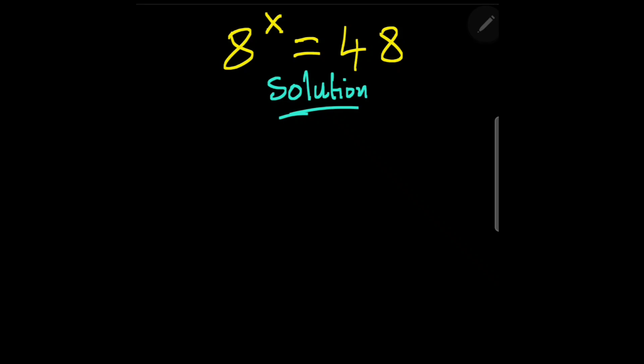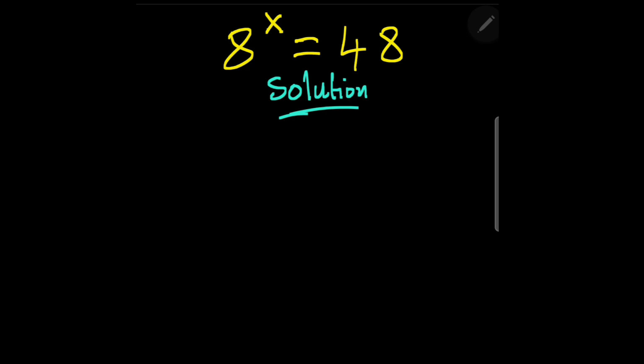We're going to solve for the value of x from this exponential equation. We're given that 8 raised to the power of x is equal to 48. To solve for the value of x, if you observe the equation, the base on the left hand side is 8 and on the right hand side we have 48. So there's no way we can make the base the same.